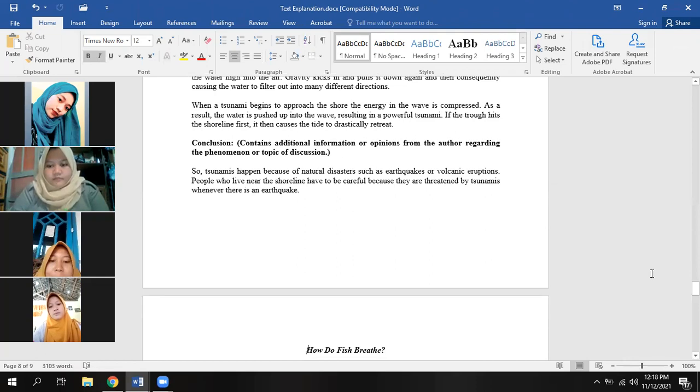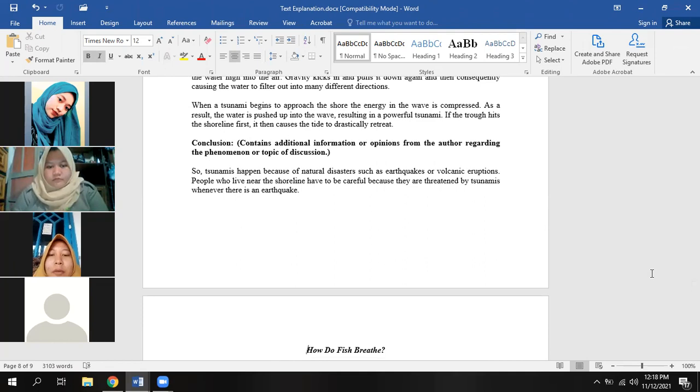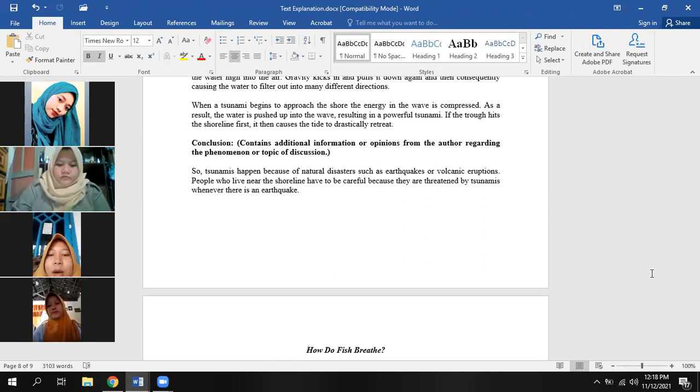Conclusion contains regional information or opinions from the author regarding the phenomenon or topic of discussion. So, tsunamis happen because of natural disasters such as earthquakes or volcanic eruptions. People who live near the shoreline have to be careful because they are threatened by tsunamis whenever there is an earthquake.